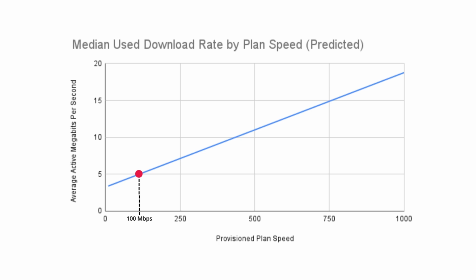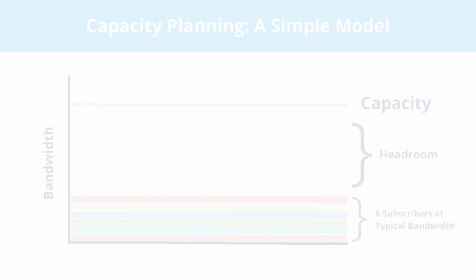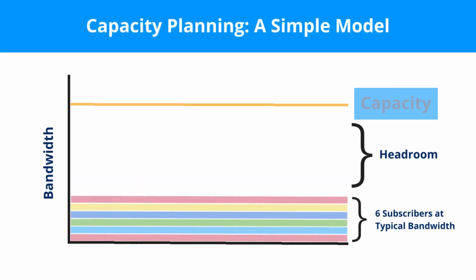Again, it's very interesting that it doesn't grow fast. Even if you go up into 250 meg plans and beyond, the slope is probably a lot less steep than you might otherwise expect. Now let's move on to talking a little bit about capacity.